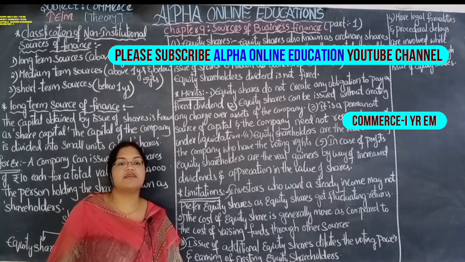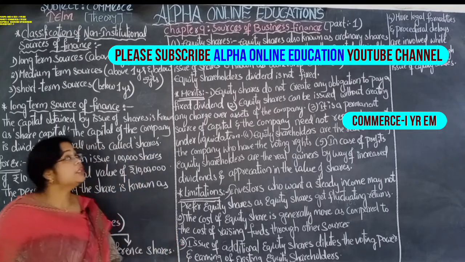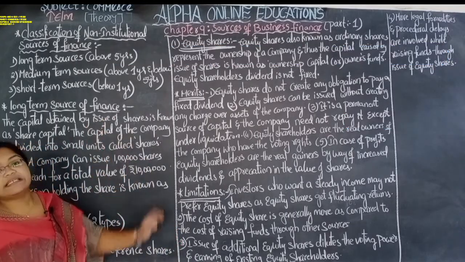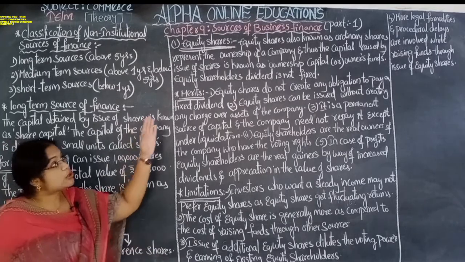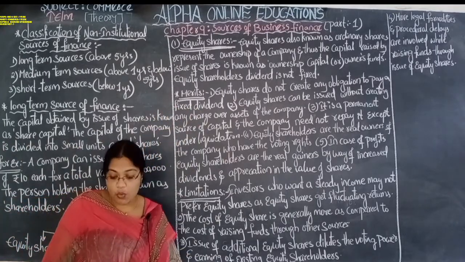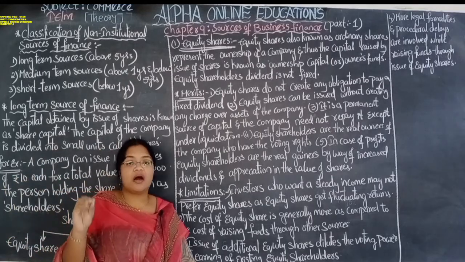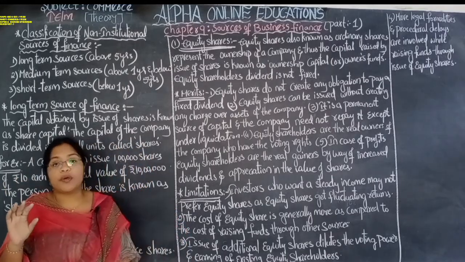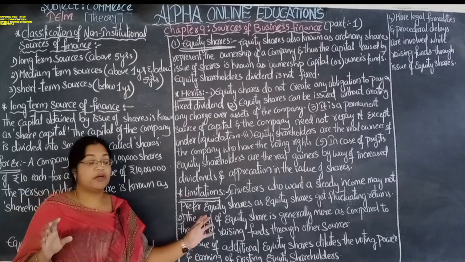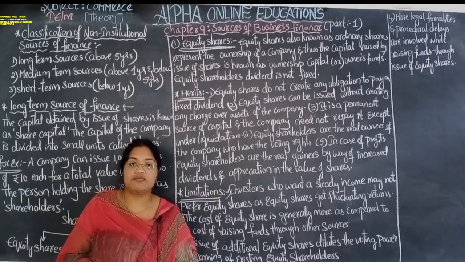Commerce theory part for the first year's English medium. The chapter that we are dealing with is the 9th chapter, Source of Business Finance. So what are the sources for a business to raise the finance? Those are the things we are going to study in detail in this chapter. So this is the first session of this chapter.